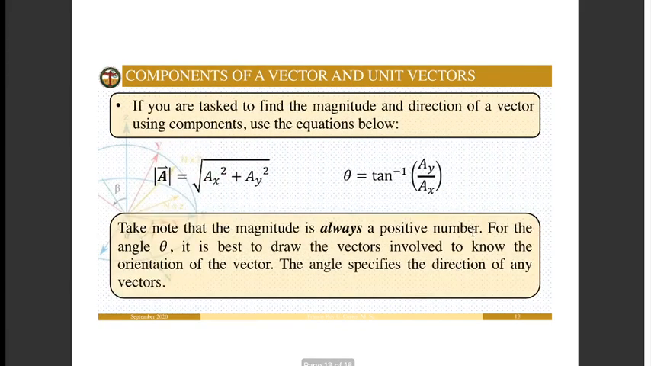Okay, so how about if you are tasked to find the magnitude and direction of a vector using components? So we are done finding how to find the components of a vector. Okay, but how about if we are tasked to find the magnitude and direction of a vector using components? So ito lang yung formula na i-base nyo, okay? So if you are calculating the magnitude of a certain vector with components, so ito lang. Just have to take the square root of Ax squared plus Ay squared. So, i-squared mo lang yung components nyo, then add them, then take the square root, and that is your magnitude.